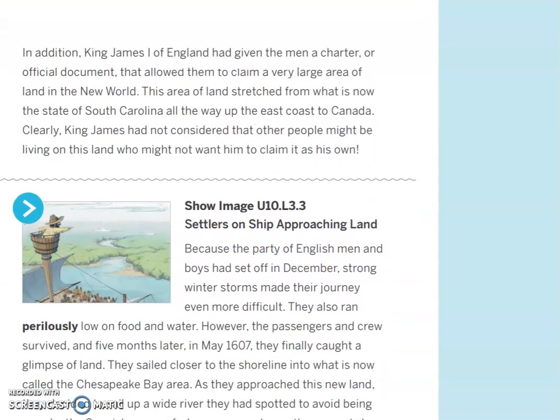In addition, King James I of England had given the men a charter, or official document, that allowed them to claim a very large area of the land in the New World. This area of land stretched from what is now the state of South Carolina all the way up the coast to Canada. Clearly, King James had not considered that other people might be living on this land who might not want him to claim it as his own.